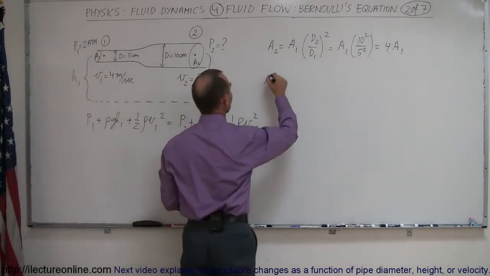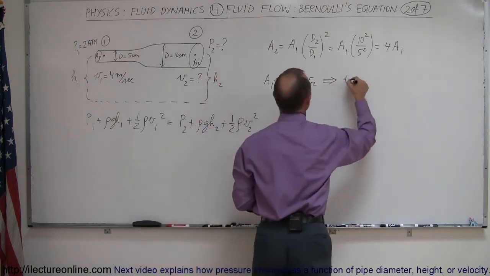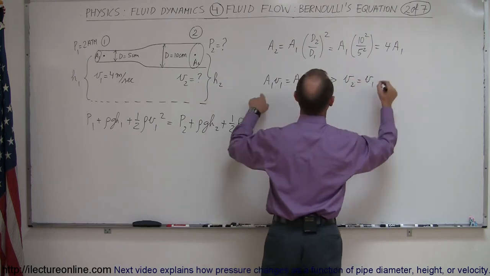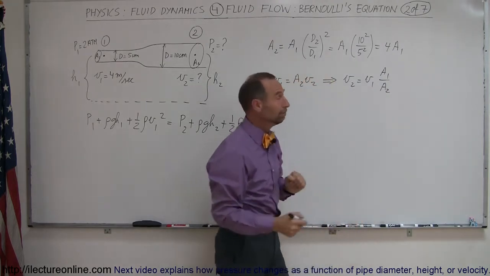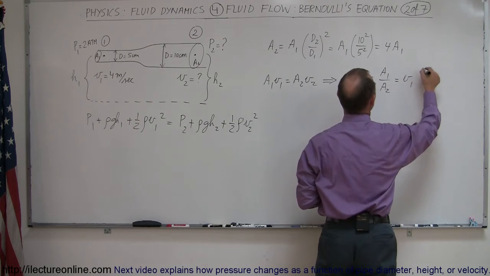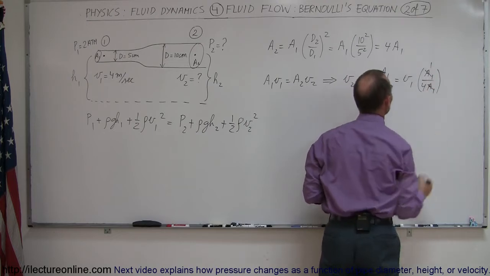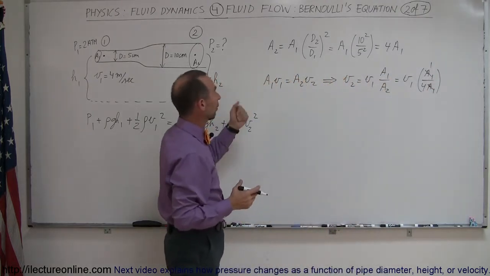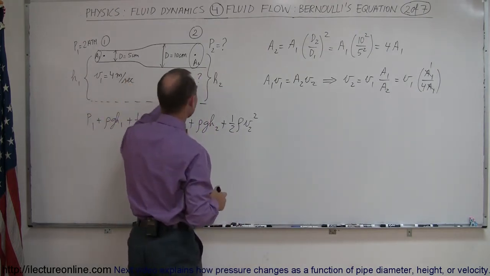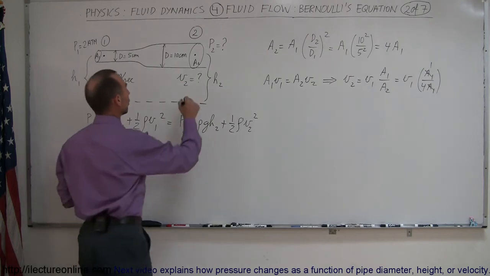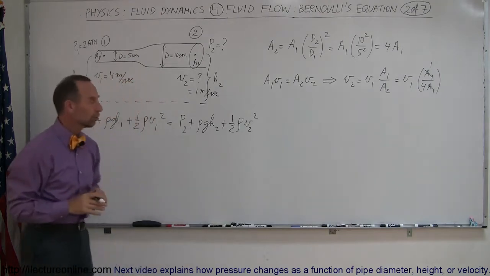And because A1 V1 is equal to A2 V2, that implies that V2 is equal to V1 times A1 over A2. Now, since A2 is 4 times as big as A1, this is equal to V1 times A1 divided by 4 times A1. This cancels out, and so V2 is 1/4 of V1. So if V1 is 4 meters per second, then V2 has to be 1/4 of that, or 1 meter per second. All right, so now that we know that, we're ready to tackle Bernoulli's equation.